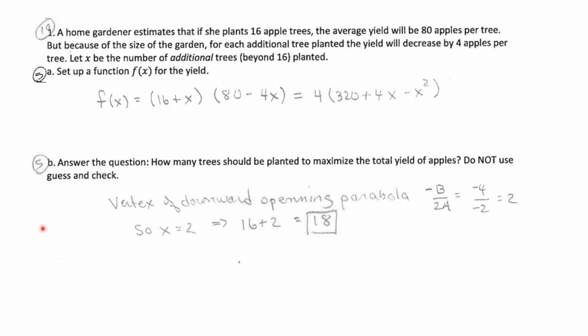That was 5 points. For part B, you should say how many trees should be planted to maximize the total yield. Well, the maximum value of the quadratic happens when x is 2, but that's the amount that you add, so the answer should have been 16 plus 2, or 18, is the correct answer for this. Again, 5 points and 5 points for a total of 10.